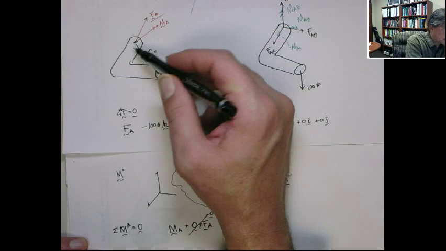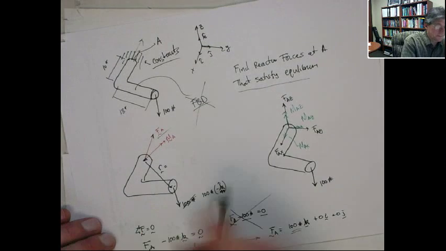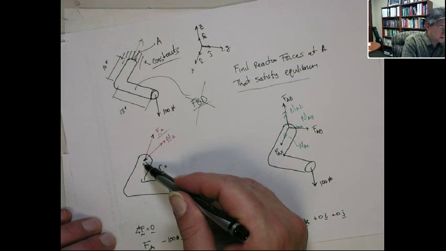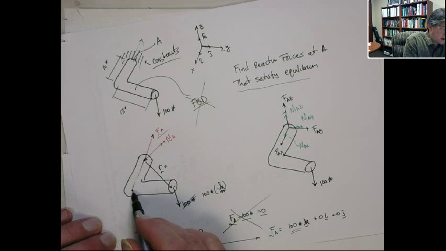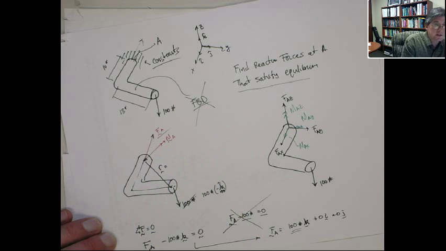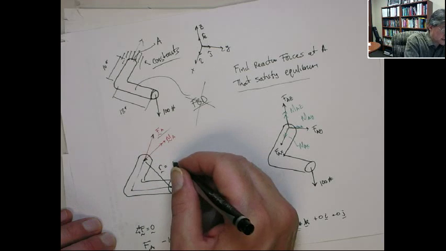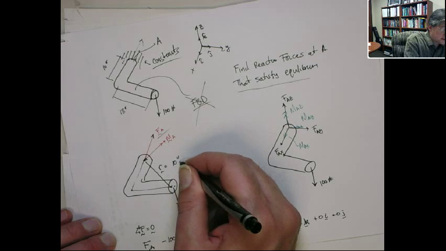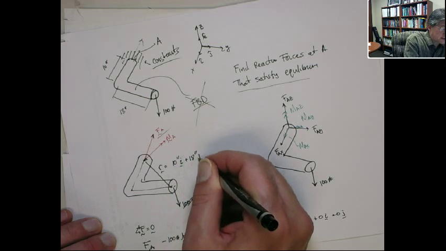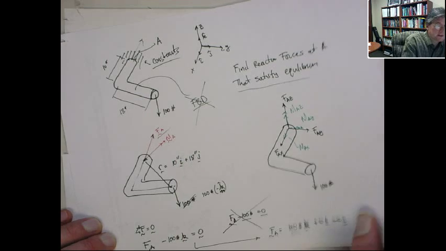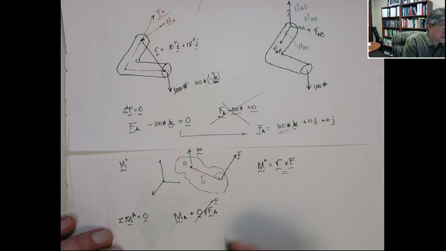That's going to be, well, we go back to this diagram. It goes 10 inches in the I direction, and then 18 inches in the J direction. So this is 10 inches in the I direction plus 18 inches in the J direction. Remember, I have units. Okay? So that's actually that position vector.